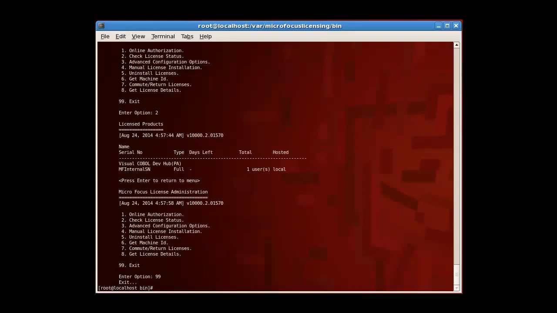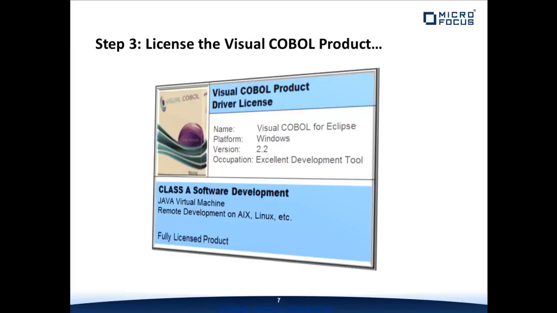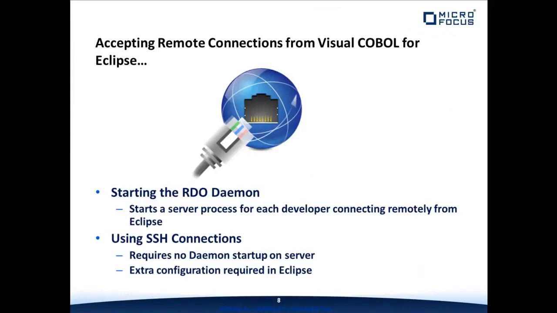Now that we've completed the installation of the product and license, we can get Development Hub ready to receive connections from the developer's Visual COBOL for Eclipse sessions. There are two main options here. The first is starting a remote development option daemon on the server.